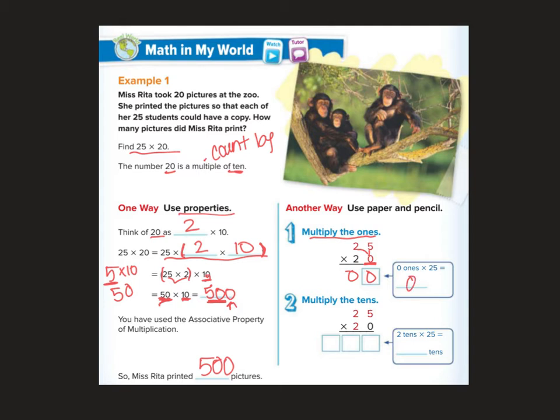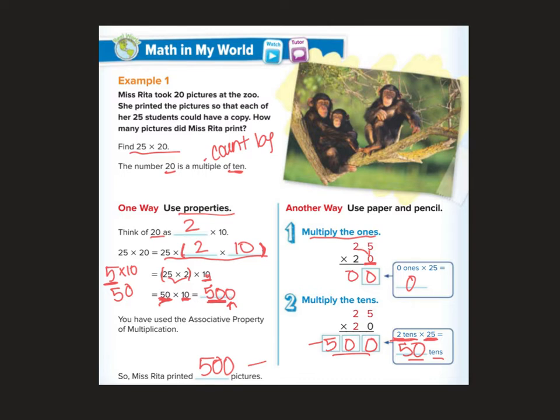So then what if I multiplied the tens? If I said, well, what's 2 tens times 25? 2 tens times 25. If I have 2 times 25, that's 50. So if I have 2 tens times 25, that's 500. So if you look at that, we got the same answer, didn't we? That would be 50 tens or 500. There you go. Maybe that makes more sense. 50 tens or 500. So there we go.